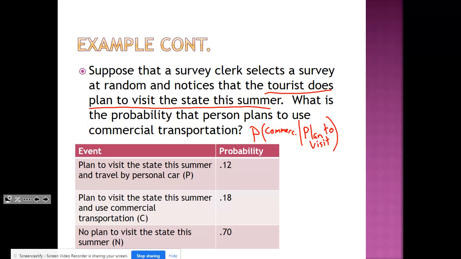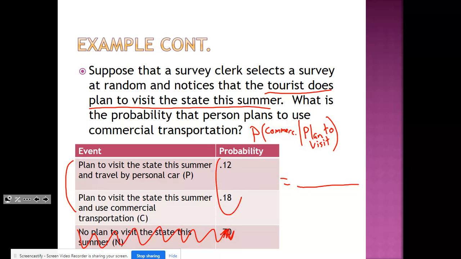So again, don't mess with the formula here. We're given that they plan to visit, so we restrict our vision, that's our denominator, to plan to visit. I don't care about this group down here. They're meaningless to me right now. They don't like Indiana, so forget about them. So given the plan to visit, that's these. That's my denominator, those two combined: 0.12 plus 0.18, 0.3. Okay?